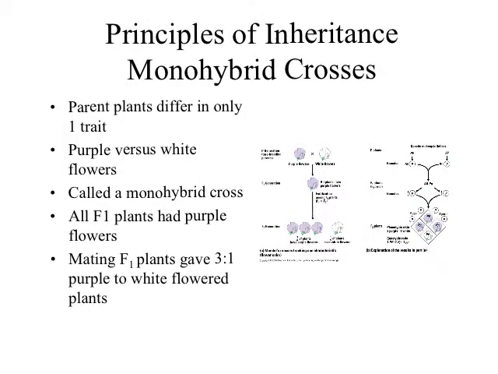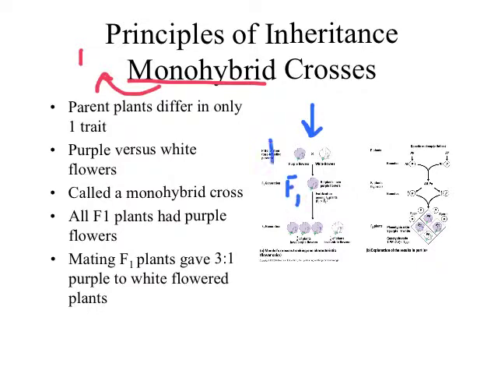So we're going to investigate, just like Mendel investigated, one trait at a time, and we call that a monohybrid, because mono means one, right? So in these crosses, our parent plants are just going to differ in one trait at a time. So purple flowers versus white flowers. We call that a monohybrid cross. So when he mated a purple flower with a white flower, he got an F1 generation.